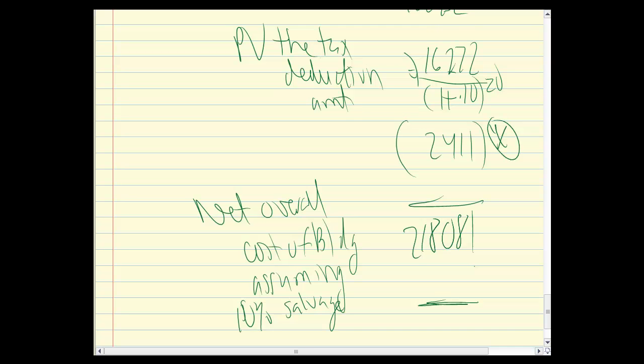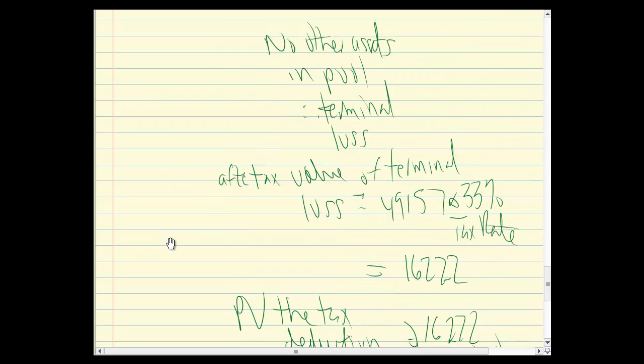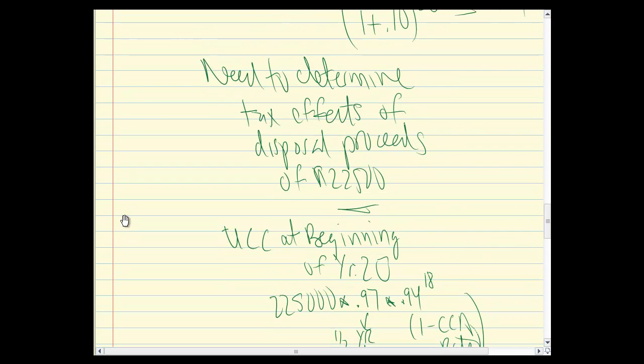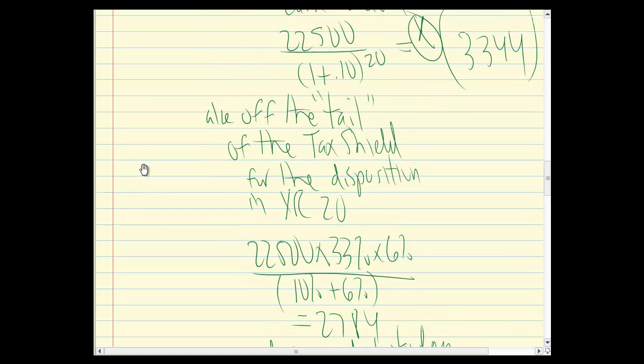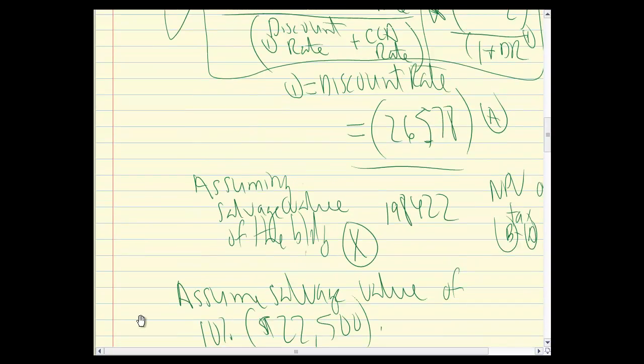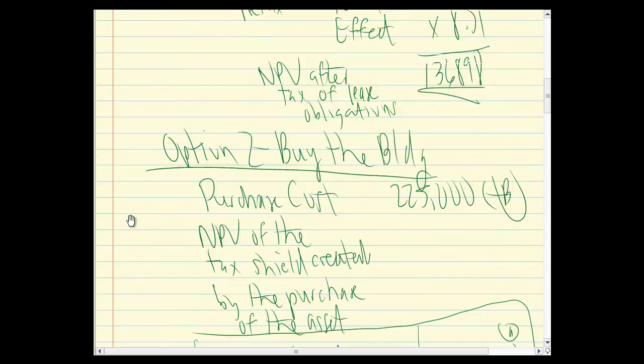Is that about right, Jennifer? You got a calculator? Okay. So the net after-tax cost of the building is $218,081. Original cost is $250, right? $225. Yeah, sorry, you're right. Okay, that's good.